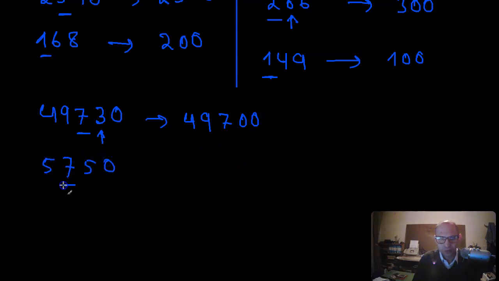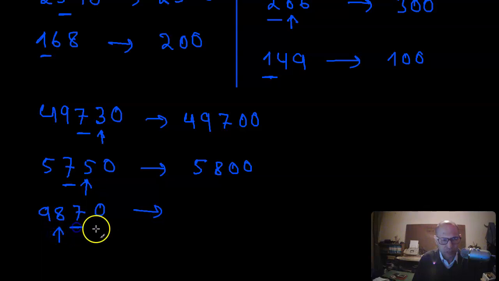5,750, rounding to the hundredths place value. There is a 5 over here, which is greater than or equal to 5. You would round up, which means that the number becomes 5,800. 9,870, rounding to the hundredths place value. There is a 7 over here, which is greater than or equal to 5. You would round up, so the 8 becomes a 9, and the number becomes 9,900.